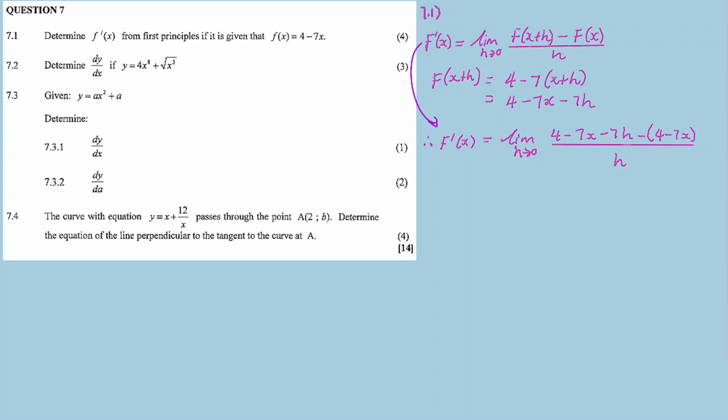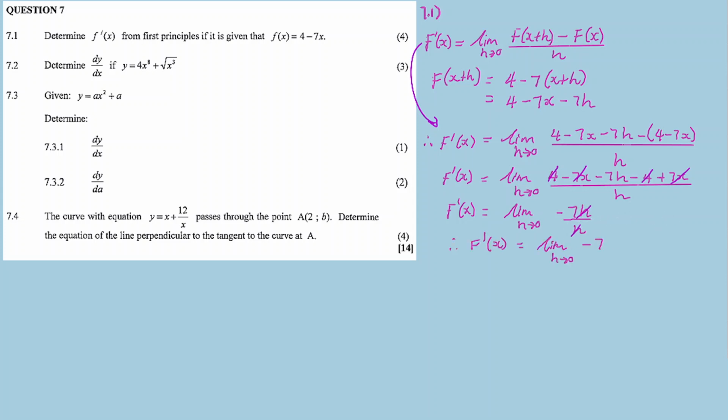Then you solve for the bracket again, I get minus 4 and plus 7x, and let's check my like terms. 4 and minus 4 are like terms, they cancel because of opposite signs. Minus 7x and plus 7x, they cancel, leaving minus 7h over h. Don't forget the limit whenever you use first principles. Don't forget to write every step of the way until you substitute. Here this h cancels this h, leaving me with minus 7, right?